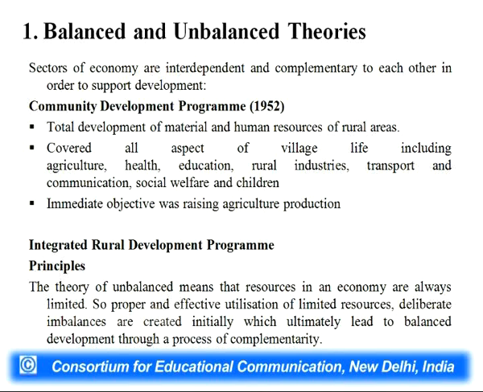The immediate objective was raising agricultural production. Agriculture is the mainstay of the Indian economy, and that is why our policy makers started working on agricultural development. Then the most important program came, the Integrated Rural Development Program. The main principle here I would like to highlight: the theory of unbalance means that resources in an economy are always limited. So, for proper and effective utilization of limited resources, deliberate imbalances are created initially, which ultimately lead to balanced development through a process of complementarity at a later stage.